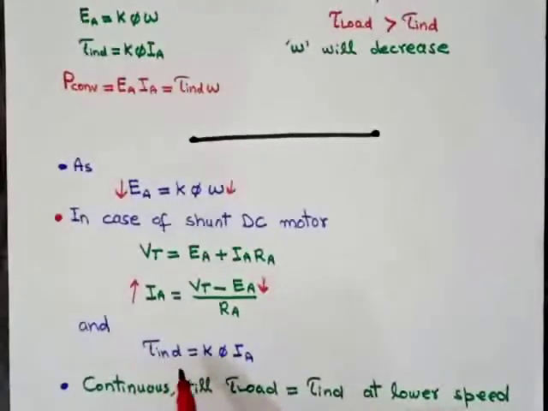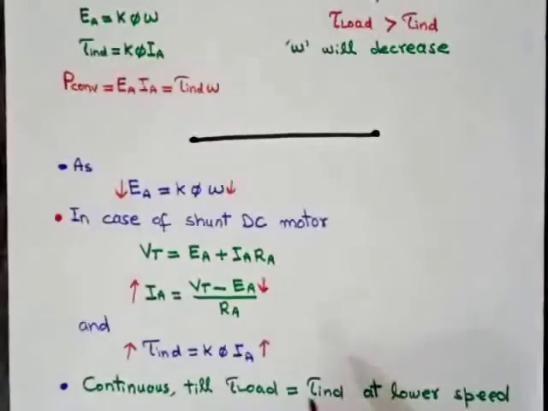And as we know, tau induced is equal to K phi into IA. The relationship between torque induced and IA is directly proportional. When the current IA increases, the torque induced will increase as well. It means when we connect the load, IA will increase, and the torque induced in the DC shunt motor will increase as well. This will continue till tau load is equal to tau induced at the low speed. After a little time, the motor will again run at constant speed but at low speed.